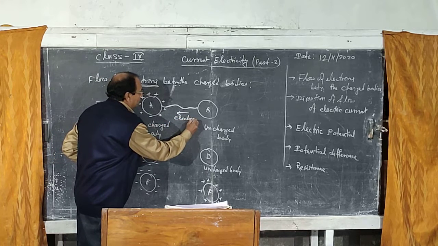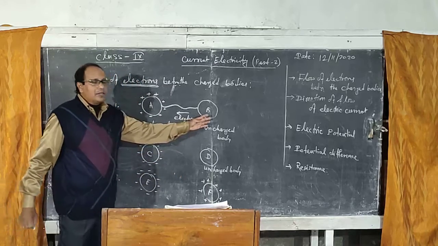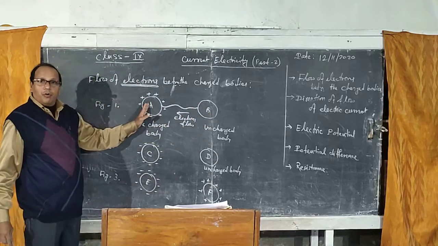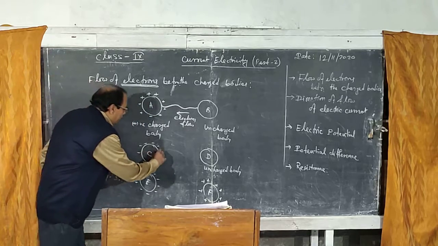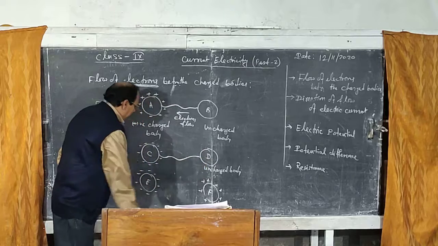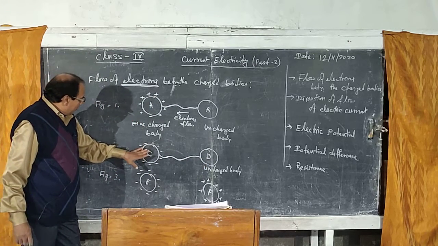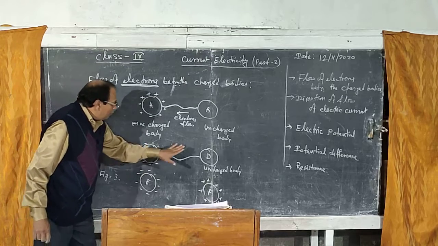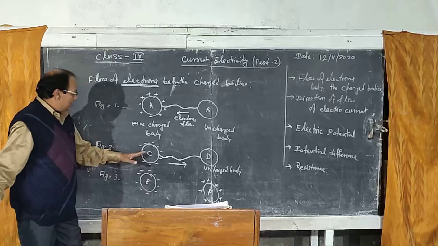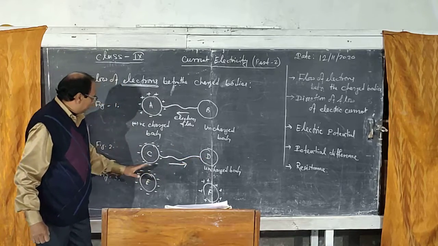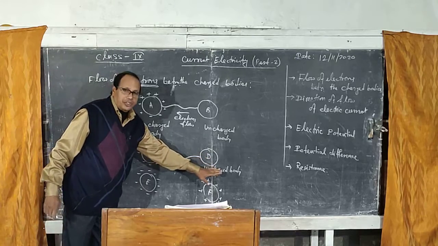Electrons flow from the uncharged body to the positive charged body. Why? I will explain later on. In the second figure, if you join with a metallic wire, then you will find that electrons flow from object C to object D. Electrons flow from C to D because C has excess of electrons and D has no charge.